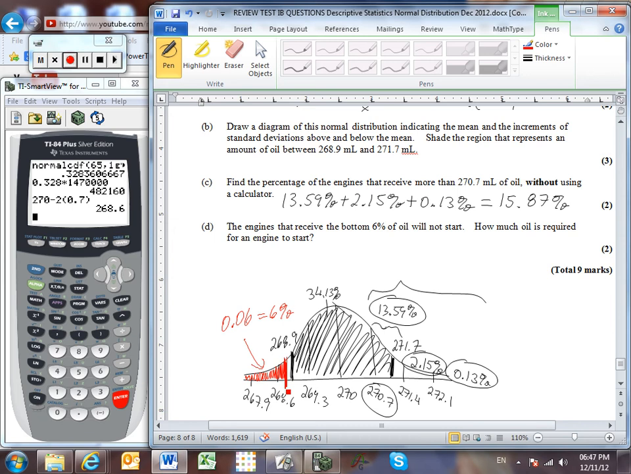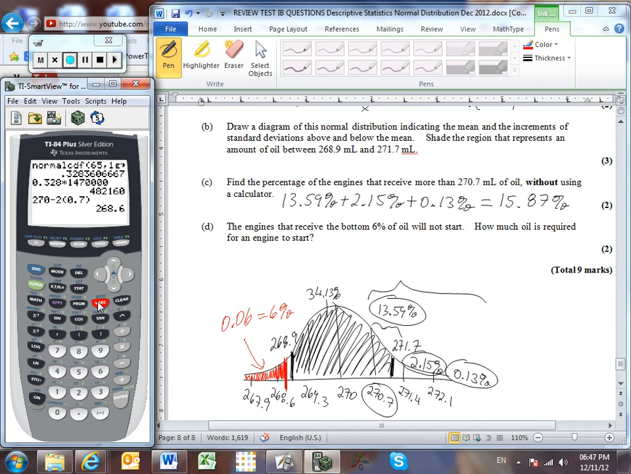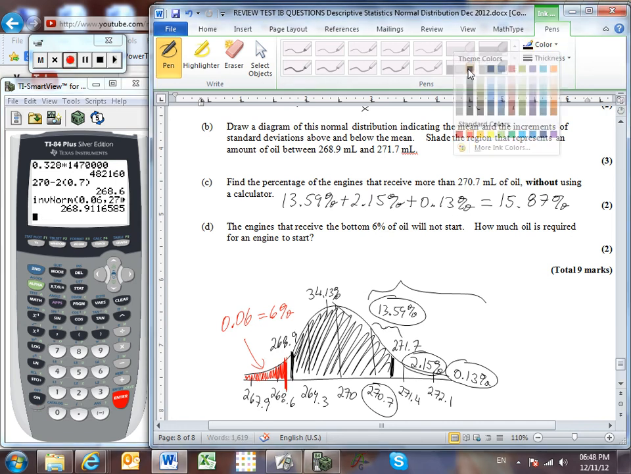Because they've given me the percentage, I'm going to use the inverse norm. And so inverse norm, and I'll just type in my percentage below my K value is 0.06. And then I've got my mean of 270 and my standard deviation of 0.7. And I find out that this value is about 268.9, which certainly corresponds nicely to my diagram. This was very close to 268.9 already. And so that's the amount of oil required in order for the engine to start.